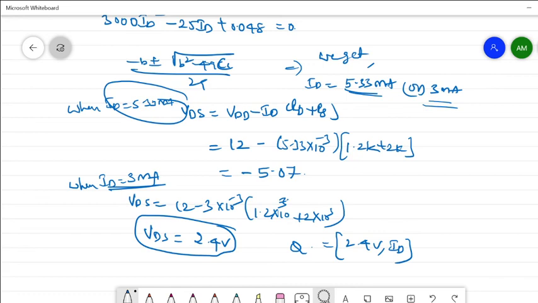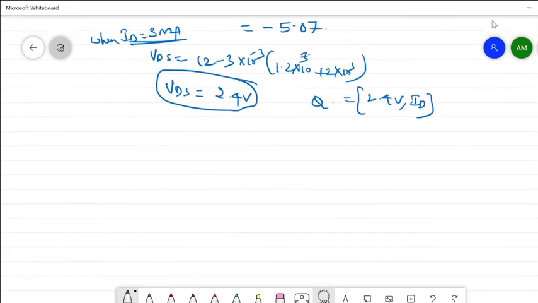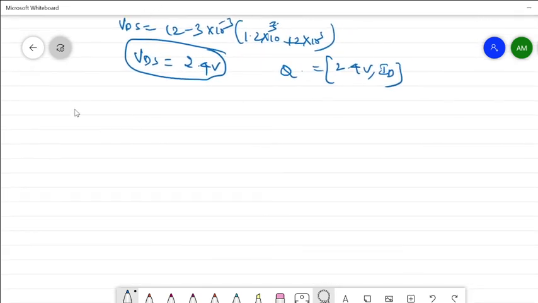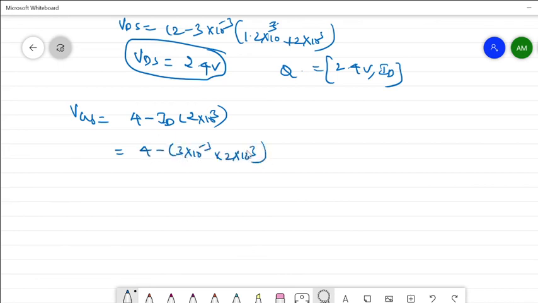Then after finding the ID value, I calculate VGS. So VGS is 4 minus ID into 2 kilo ohms. The ID value is 3 milliamperes. So 4 minus 3 into 10 power minus 3 into 2 into 10 power 3. These cancel, 3 into 2 is 6. 4 minus 6 is minus 2 volts. The VGS value is minus 2 volts.